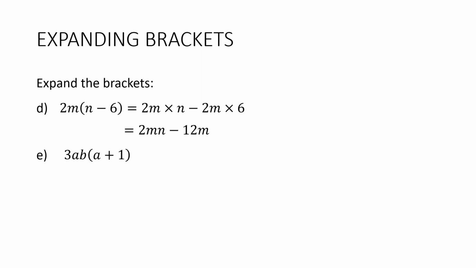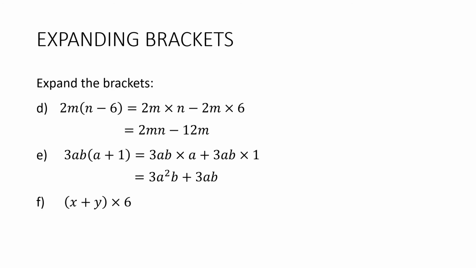This one, 3ab outside of a plus 1. So it's 3ab times a plus 3ab times 1. Tidying it up, what do you think about this one here? This a times a is going to be a squared. So this is 3a squared b plus, this is one lot of 3ab, so that's just 3ab. Have a look at that one and make sure that makes sense to you.